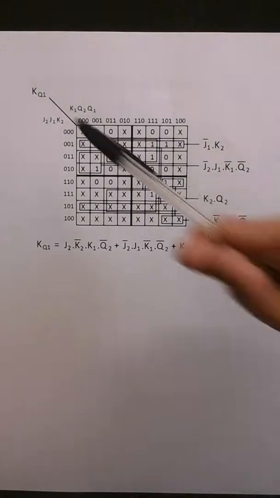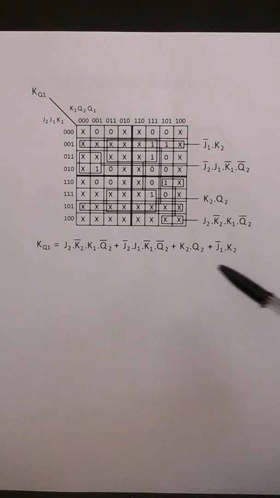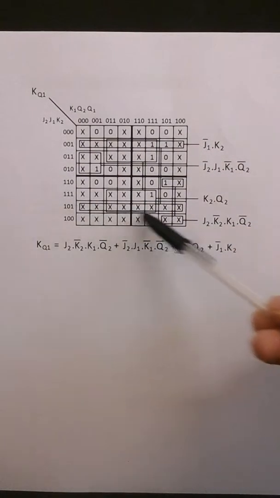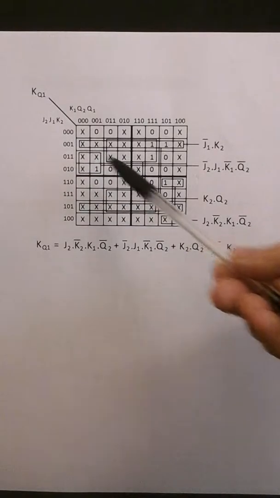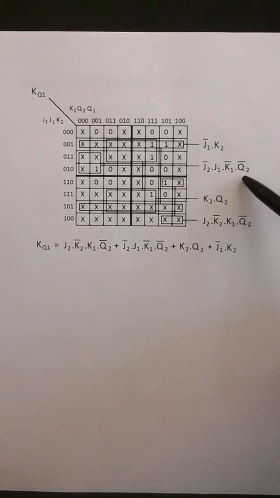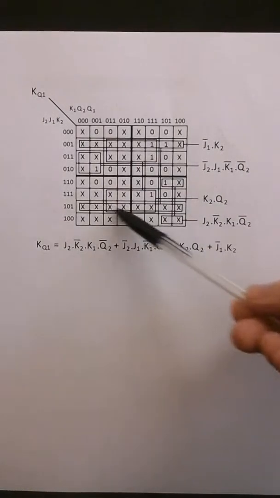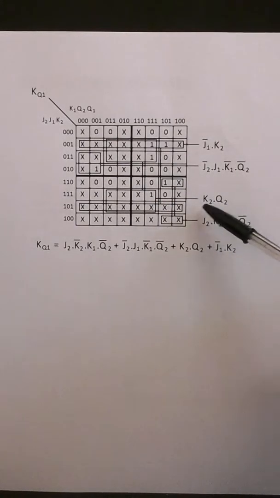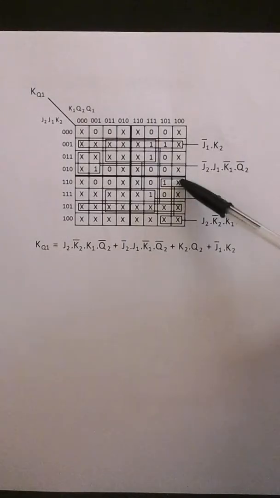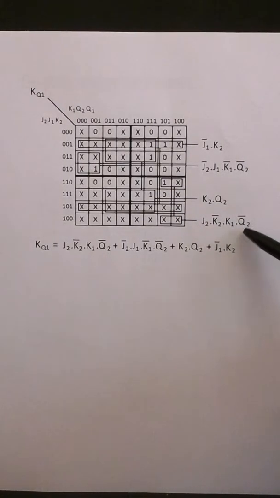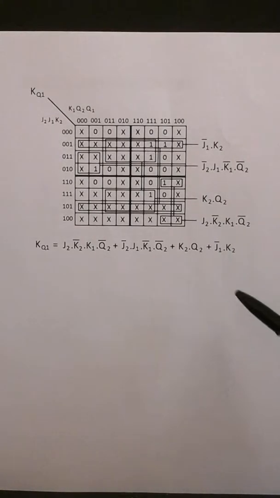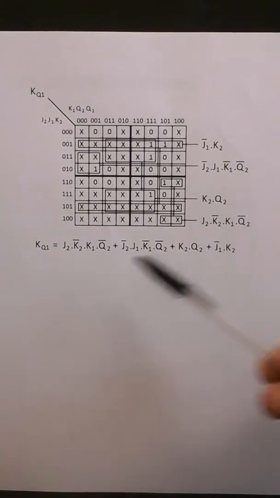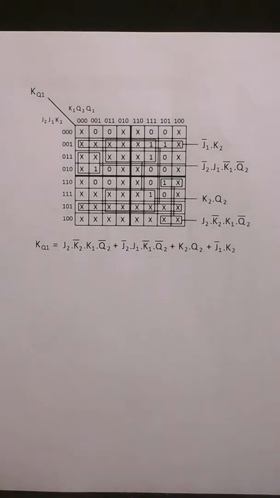This is the Karnaugh map for KQ1. This is a sum of products expression. So here we have a loop of 16 here, which is not J1 and K2. We have a loop of 4 here, which is not J2 and J1 and not K1 and not Q2. We have a loop of 16 here, which is K2 and Q2. And we have a loop of 4 here, which is J2 and not K2 and K1 and not Q2. So these 4 terms are ORed together, and again for the same reasons as before, I'm going to use NAND equivalent circuits to implement this expression for KQ1. For the simple reasons, as I said, you can't buy a 4-input OR gate.